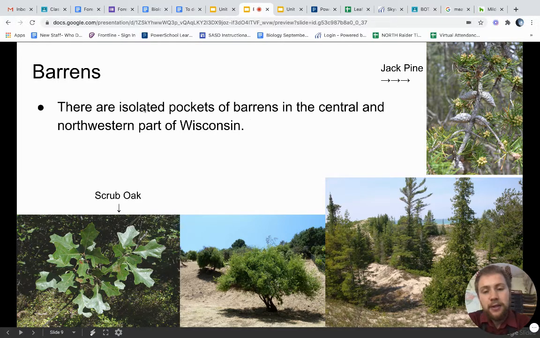There are some isolated pockets of barrens in the central and northwestern part of Wisconsin, particularly, though perhaps some along the Lake Michigan lakefront as well.